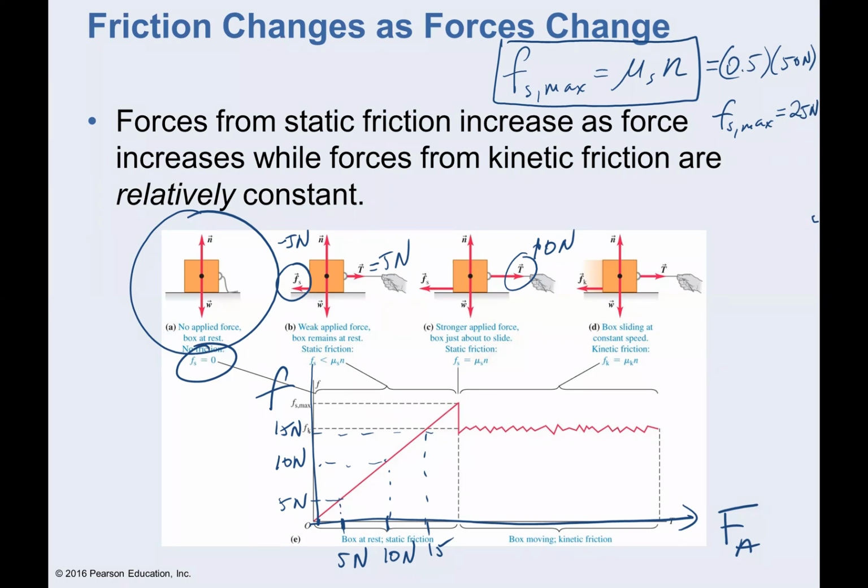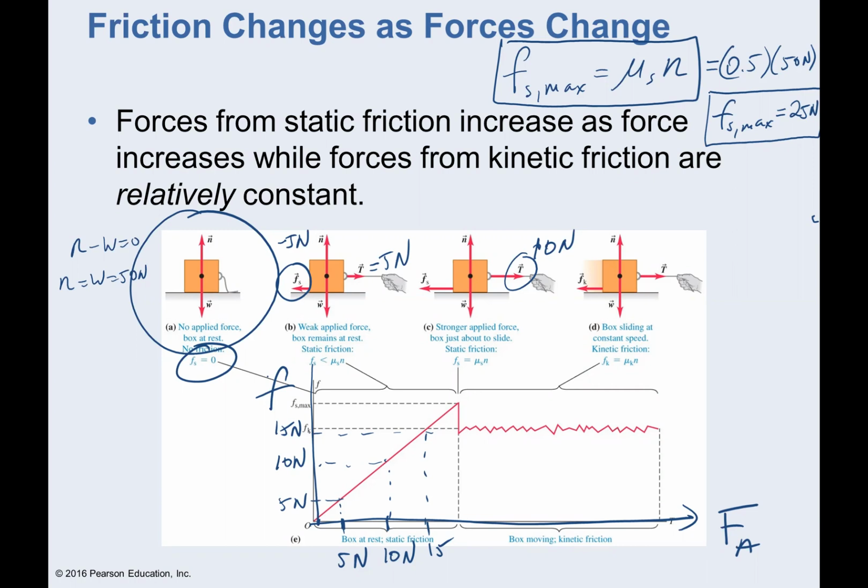So coefficient 0.5 represents the surface interaction between the box and the surface. 50 newtons is basically the normal force, which we can find because normal force minus weight equals 0 in the vertical direction. So normal force equals weight, and let's say it has a weight of 50 newtons. That's how I got the normal force. If I have the normal force and the coefficient of friction, I can find the frictional force. That means the maximum value it can go up to is 25 newtons.